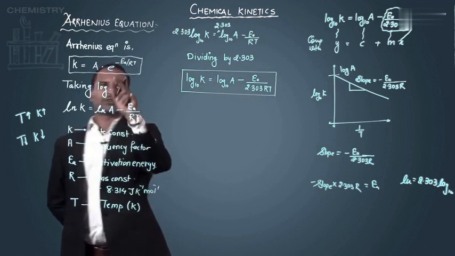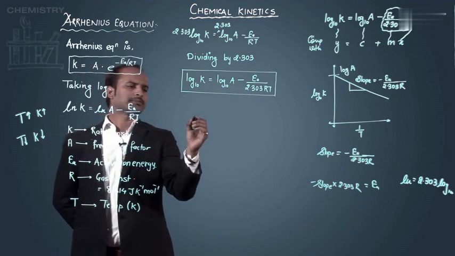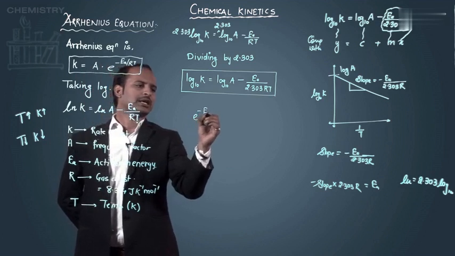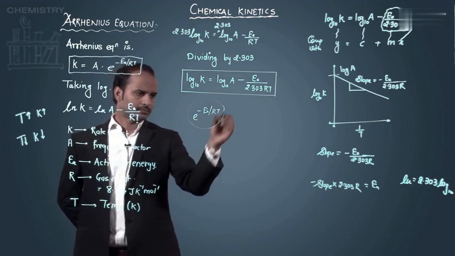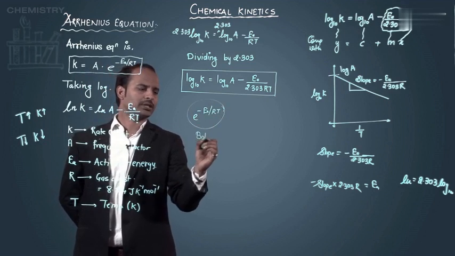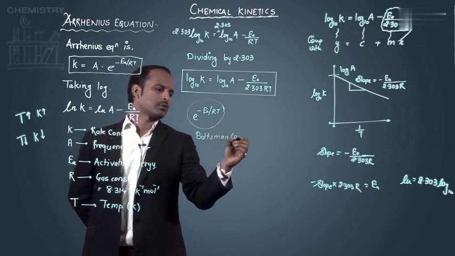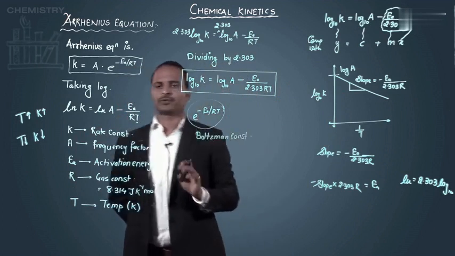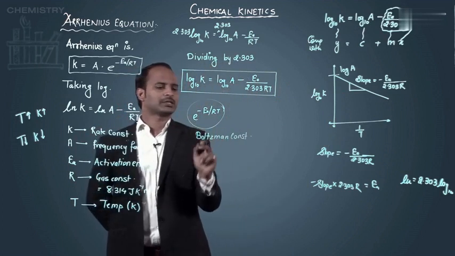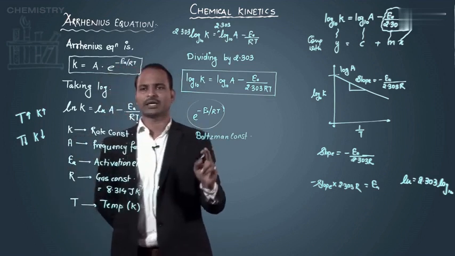Here in the Arrhenius equation, this term, that is e raised to minus EA upon RT, is known as the Boltzmann constant. And this graph is known as the Boltzmann distribution curve. So just keep in mind that this is the Boltzmann constant. If sometime it is asked, Boltzmann constant is e raised to minus EA upon RT.